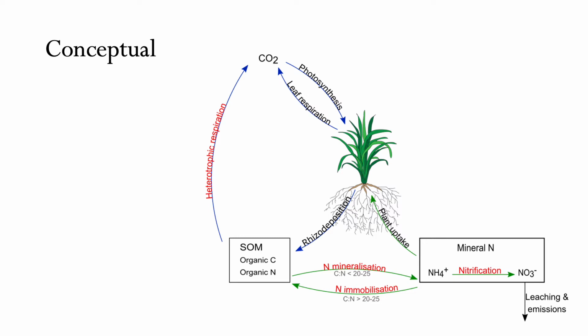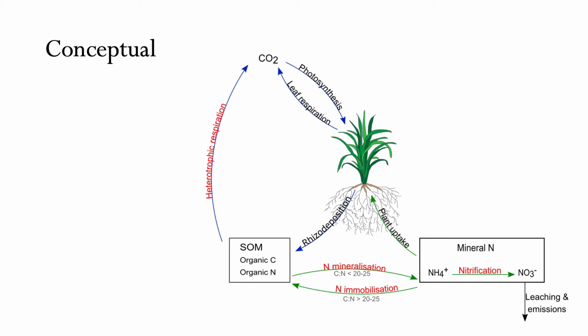This rhizodeposited carbon is usually highly available for uptake by microorganisms dwelling in the soil, so it can become part of soil organic matter, but it can also be respired through microbial activity back into the atmosphere. Microbially driven processes here are written in red fonts, by the way.